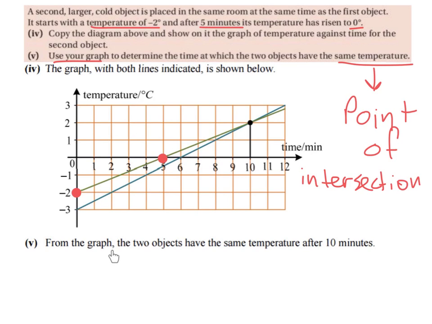So from the graph, the two objects have the same temperature after 10 minutes. We can see this is the point at which they meet, and that lines up with 10 on our x-axis. So the two objects have the same temperature after 10 minutes.